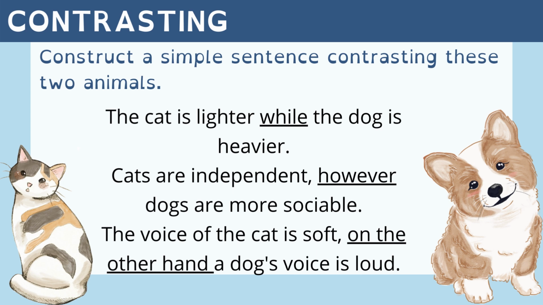Again, it's important that we know the characteristics of the topics or ideas that we are contrasting, to be able to create our sentences and then use our signal words.